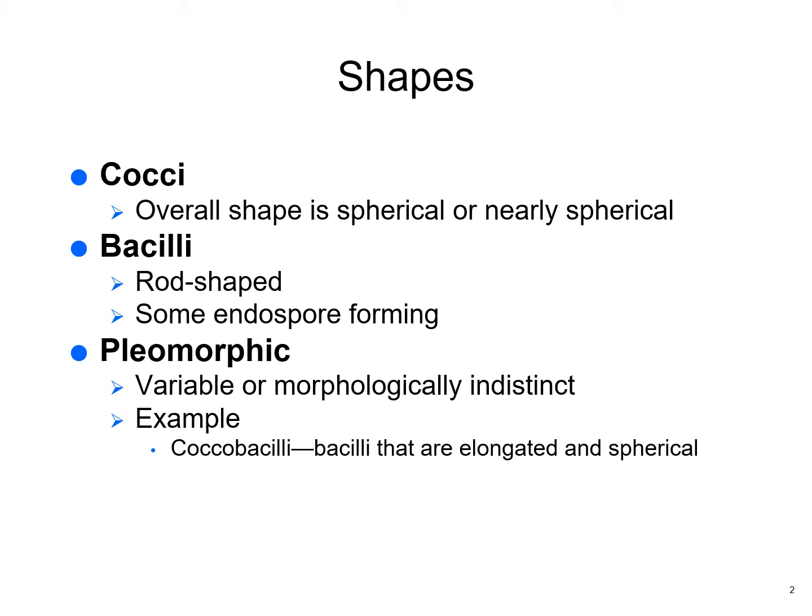First, we're going to talk about shapes. We identify these organisms by the shape they're in. Cocci are round. You have many cocci, one coccus. So that's the correct terminology.